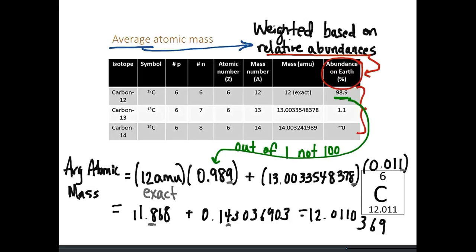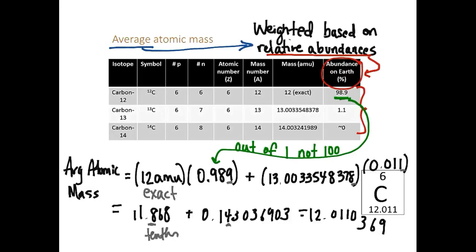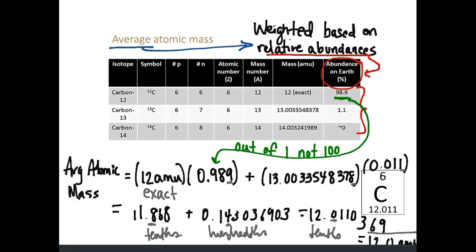So now when we get our final answer, that first step involved multiplication, but our last step involves addition. So when we add those two numbers together, we get 12.0110369. That first number, 11.868, is accurate to the 10th place. The second number is accurate to the 100th place, which means that your answer is only accurate to the 10th place, which means that we're going to round it to 12.0 AMU. And that is our answer. Put a little box around it.